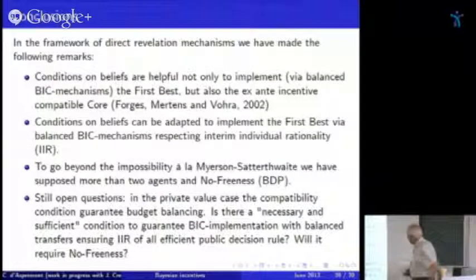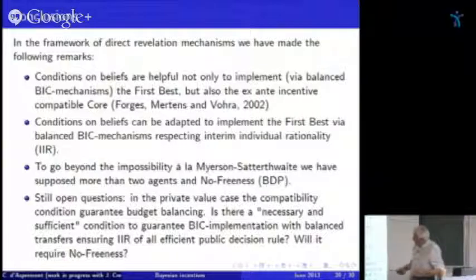So what are the conclusions? Well, the conclusion is that the conditions on beliefs are helpful not only to implement the first best, but also the ex-ante incentive compatible core. And of course, it would be nice to see whether we can use the new conditions, C, I, R, and the B condition to get additional results on the core, for some kind of interim core.